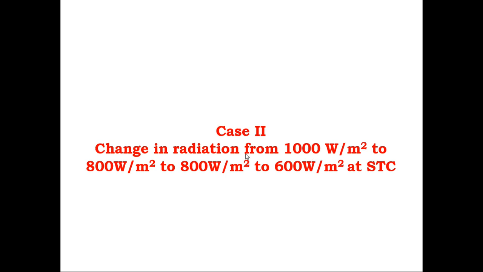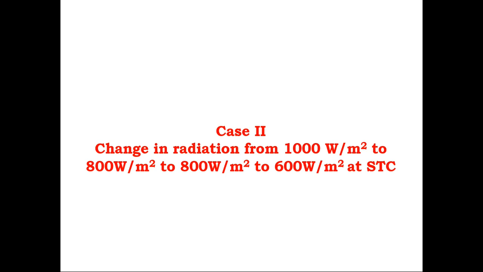Now the next case: if you can reduce the radiation, that's what we have done for that perturbation, 1000 watt per meter square to 800 watt per meter square. We can change it from 800 watt per meter square to 600 watt per meter square at STC, which means your temperature is still 25, there is no change in temperature, only the radiation has been changed. Remember, this is at STC. In case 1, 1000 watt per meter square to 800 watt per meter square, you have checked.